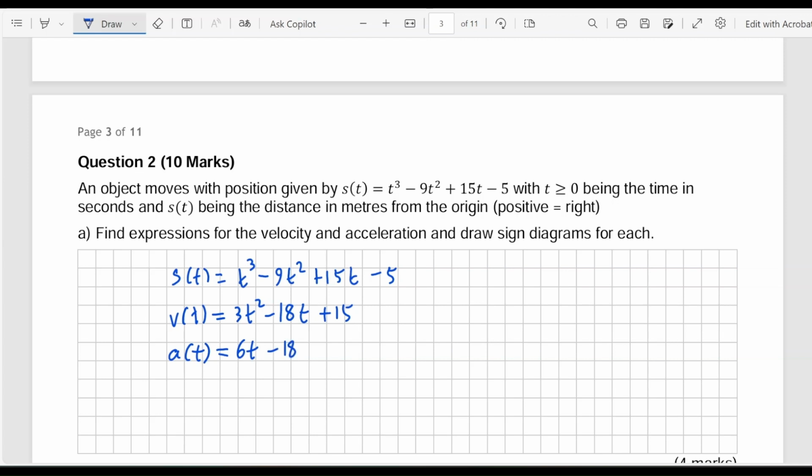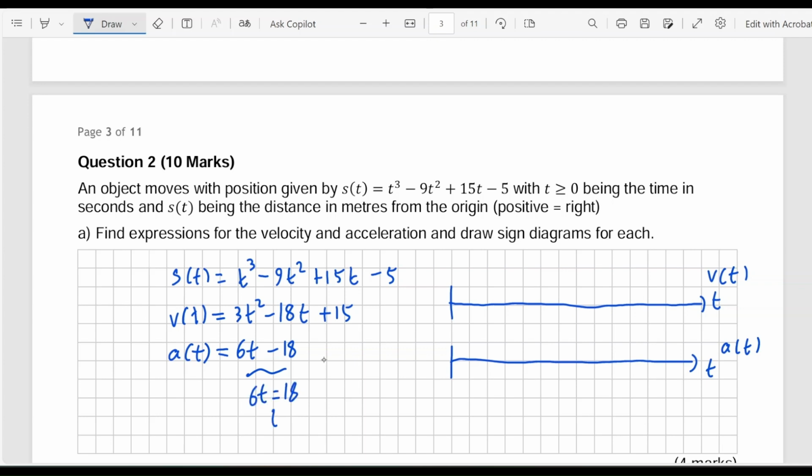Now, for what to put on the sign diagrams, there's a couple ways to do this. So let's just get our sign diagrams mapped out first of all. So that top one will be velocity, and then that next one down will be acceleration. Now, 6t take 18. There we go. So basically, you could solve it to get 6t equals 18 and t equals 3. So that's going to go on that sign diagram. If we go 1, 2, 3.